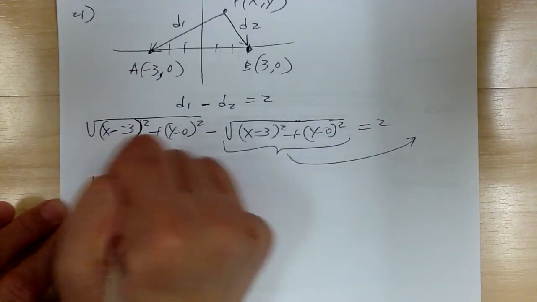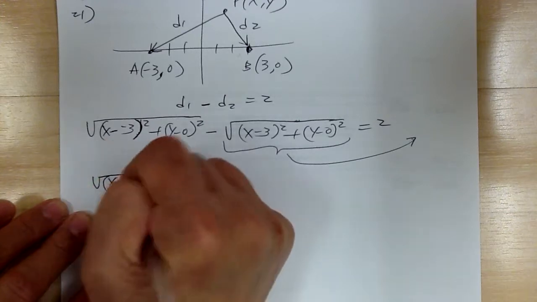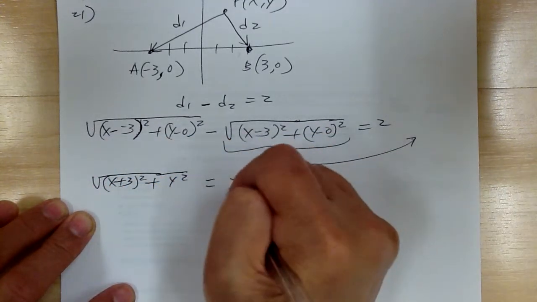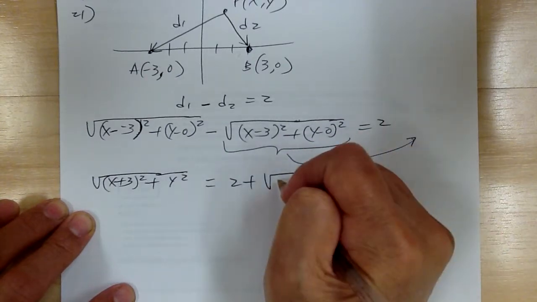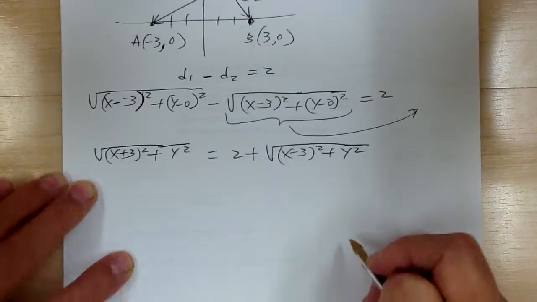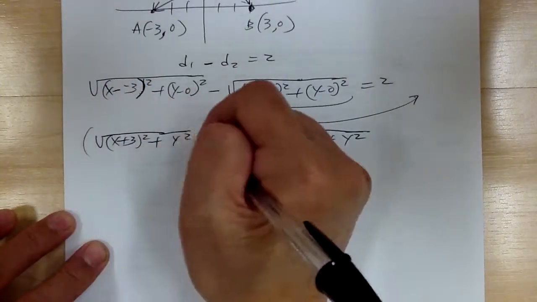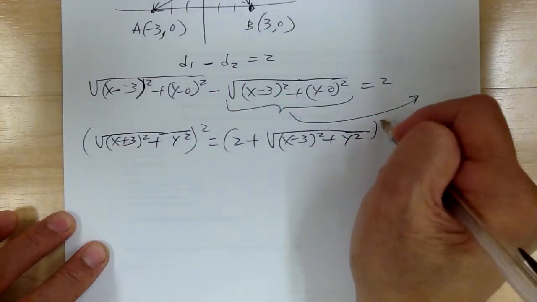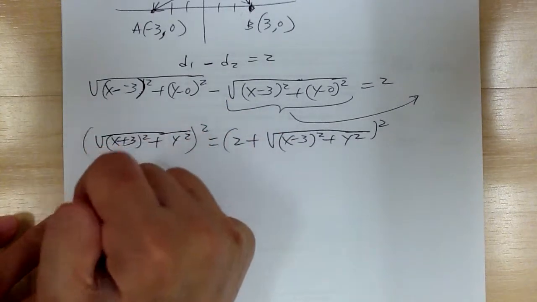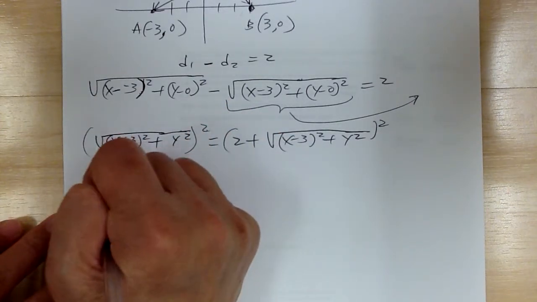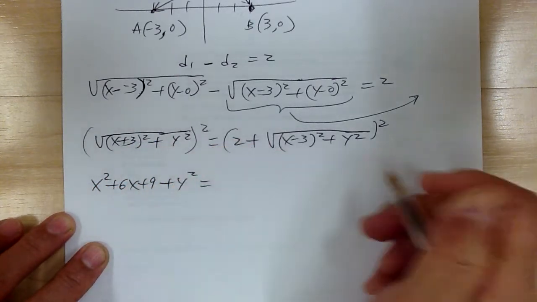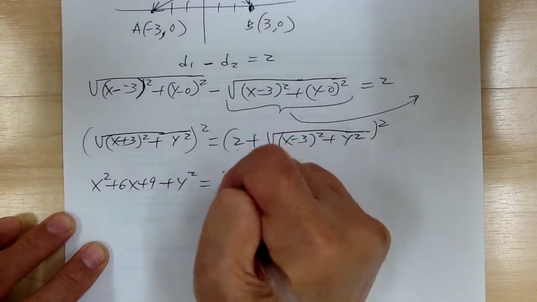So I end up with square root of (x+3)² plus y² equal to 2 plus square root of (x−3)² plus y². Your next step is going to be to square both sides. So the square and square root cancel out, and I'm going to multiply out. So I get x² plus 6x plus 9 plus y² equal to, I square this, I get 4.